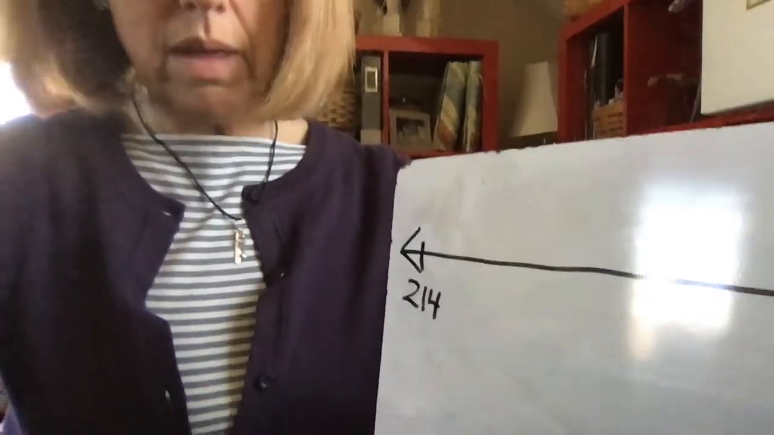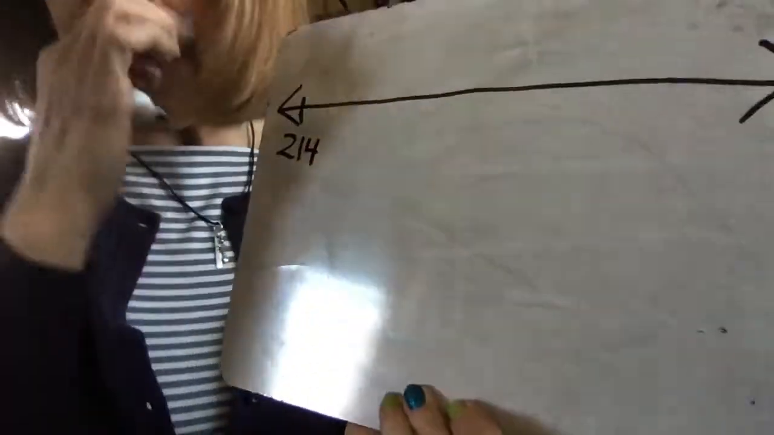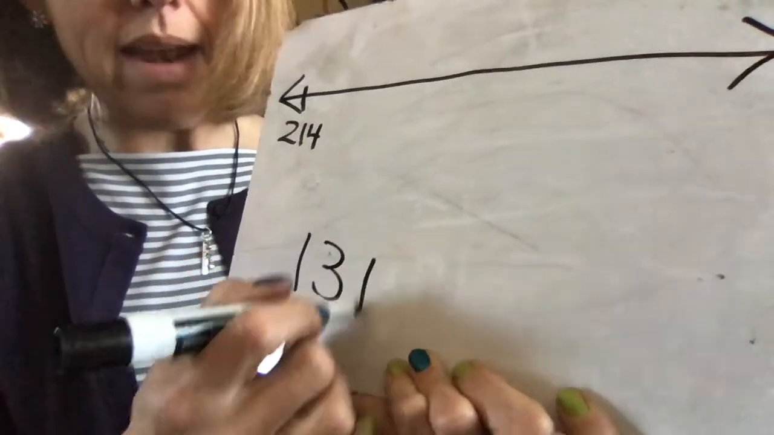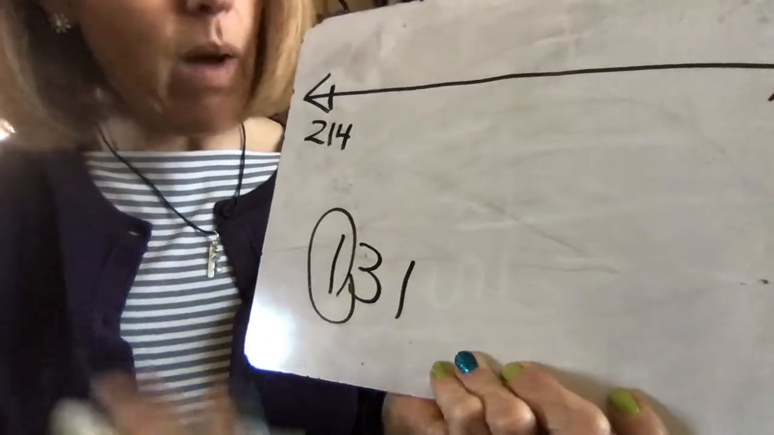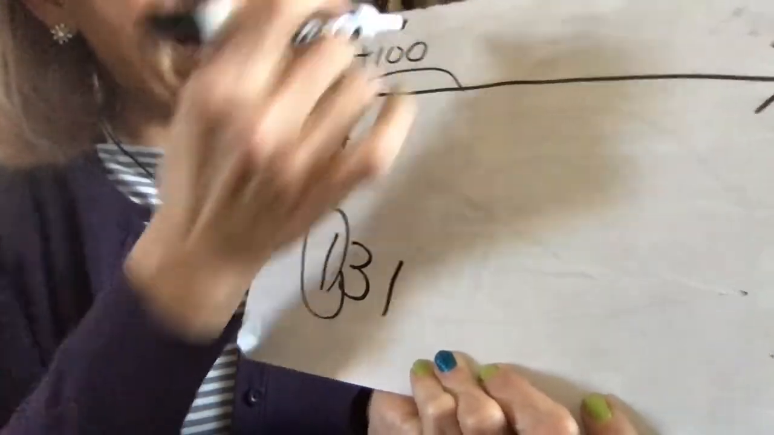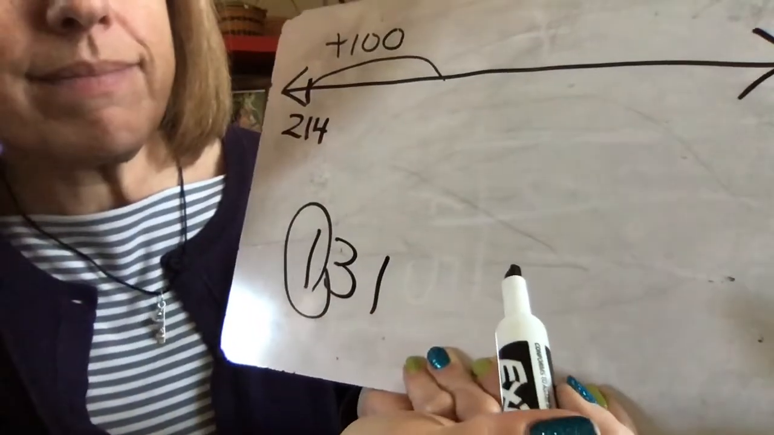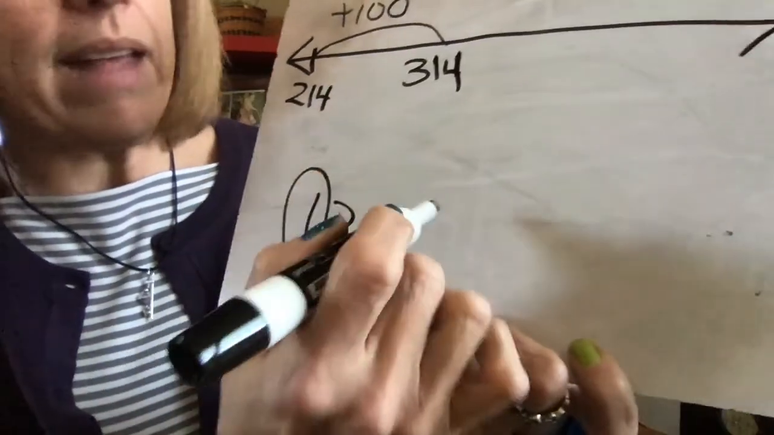I do not know. Okay, 214, and I'm going to get all the way up. The number that I have to add is 131. So how many hundreds do I have? 1. I'm going to take a big 100 hop, plus 100. So 214 plus 100 more equals 314.